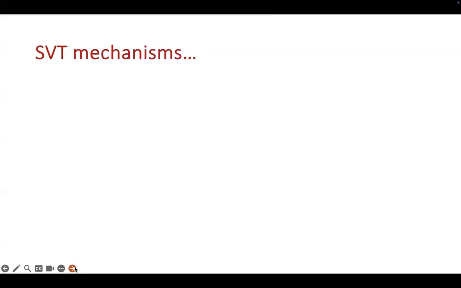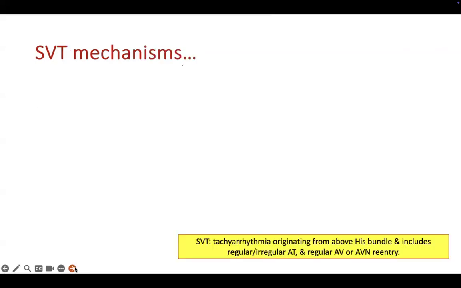So first of all, SVT is defined as any tachyarrhythmia that originates at the His or above the His, and includes regular and irregular atrial tachycardia, AVRT, and AVNRT, in addition to junctional tachycardias as well.